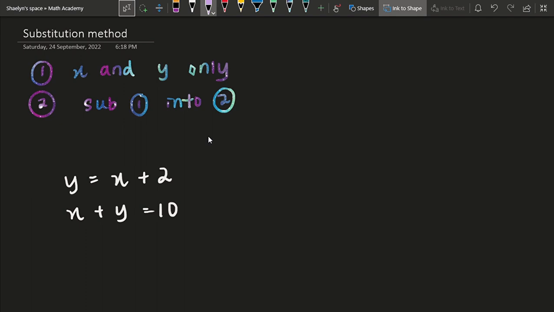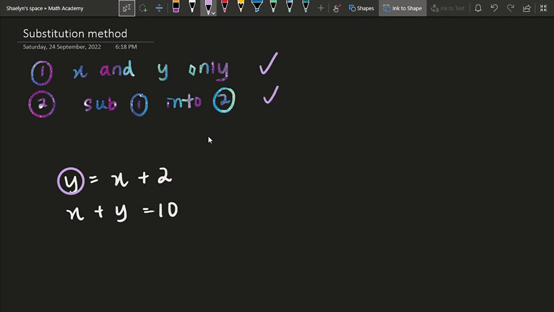As you can see, we have two equations right here. The first step is to leave x and y only in one of the equations. So let's check whether they have x and y only or not. Yes, I found the first equation. There's only y on the left hand side, so this fulfills the first step. And let's hop on to the second step.